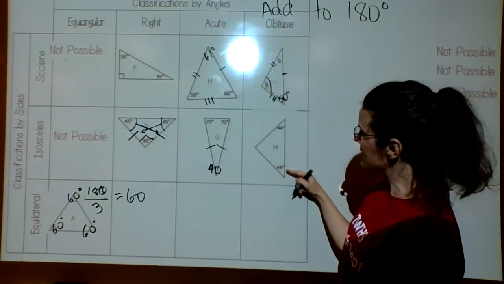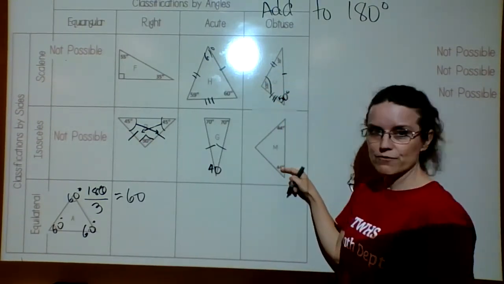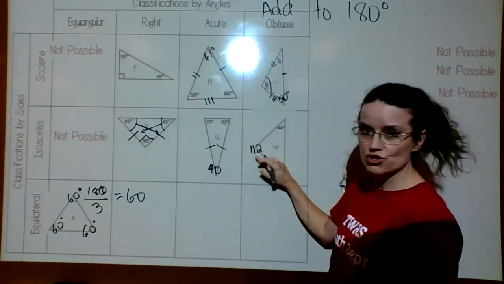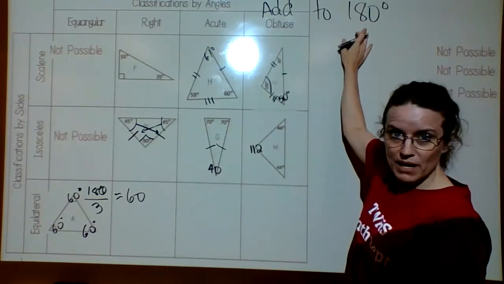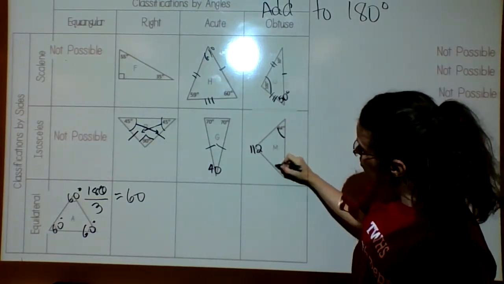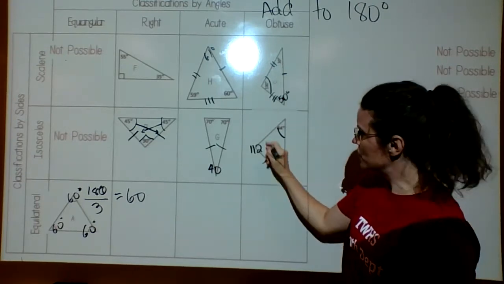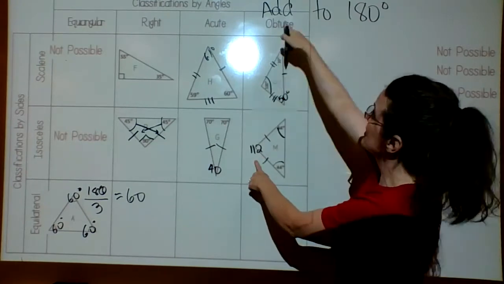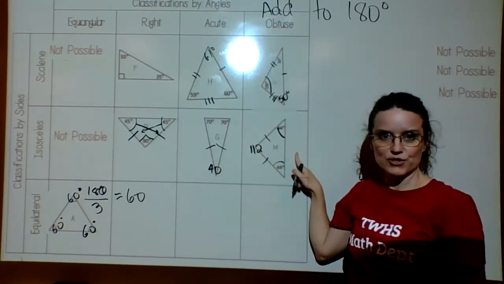Okay? This guy, I've got 44 and 44 makes 88. And so this guy is going to have to be 112 in order to add up to the 180 that I know every triangle has to be. So now I've got two congruent sides. Boom, it's isosceles. But since this guy is obtuse, it's isosceles obtuse.